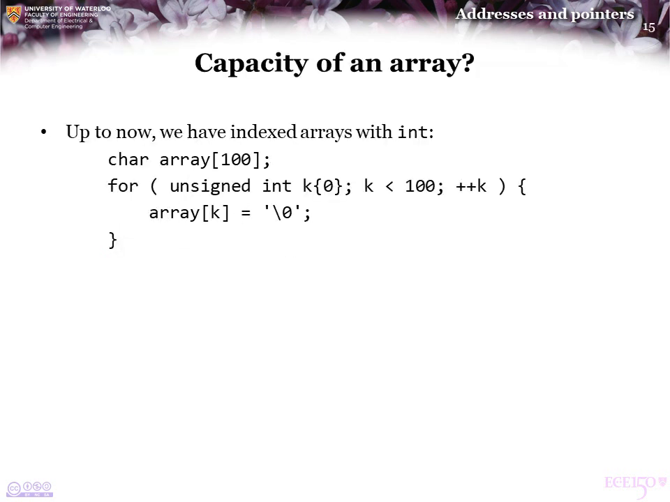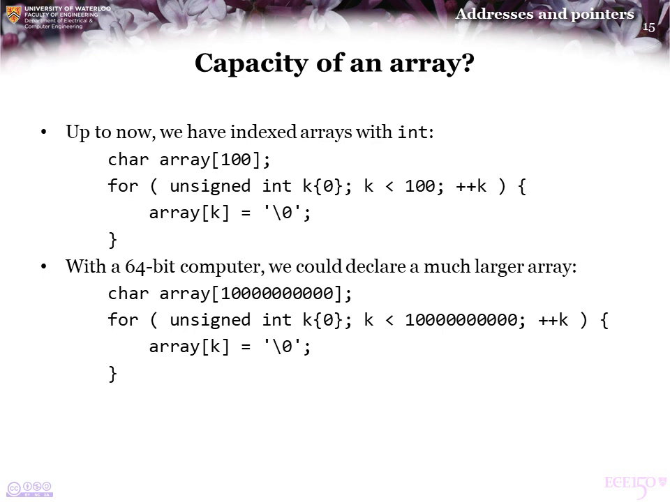Now, up until now, we've been speaking about addresses, and we've indicated that an address has a fixed size based on the processor. Up until now, we've been indexing into arrays with int. So here we have a character array of capacity 100, and we are stepping through the array, setting each entry to the null character. The problem is, on a 64-bit computer, if we had enough memory, we could actually declare an array to have a capacity of 10 billion. So if we wanted to set every single entry of this array to 0, or the null character, then we would have the following for loop.